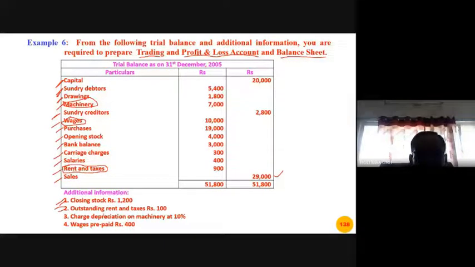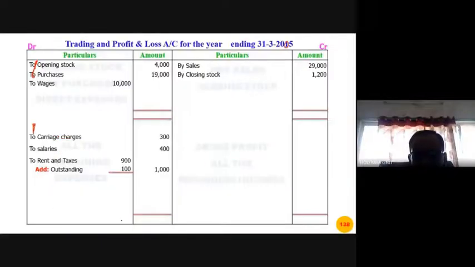So this depreciation relates to machinery. So it is to be shown on the debit side of profit and loss account, because it has an economic cost. So you go to profit and loss account. On the debit side, write depreciation on machinery.